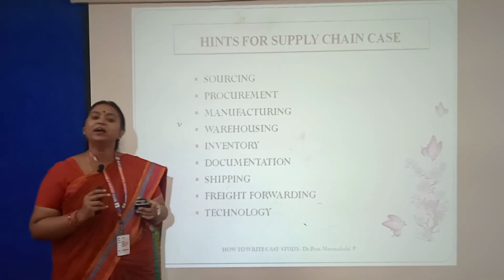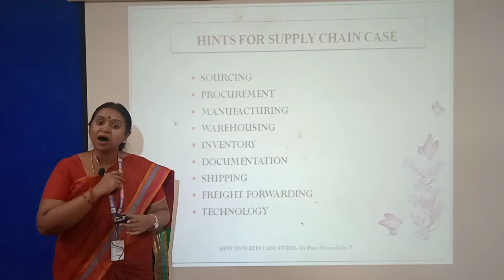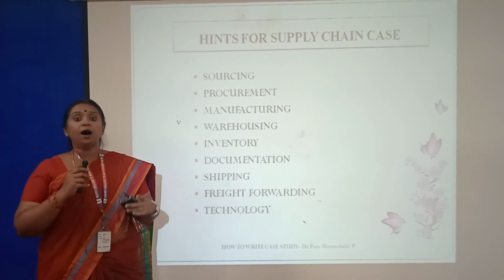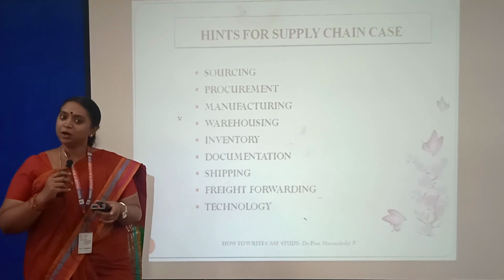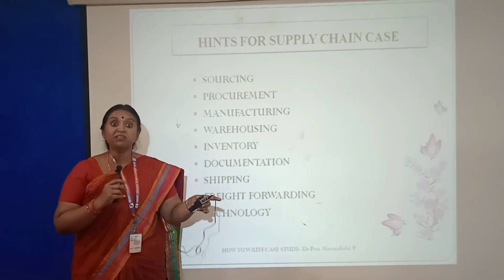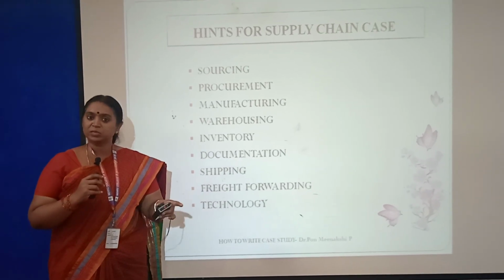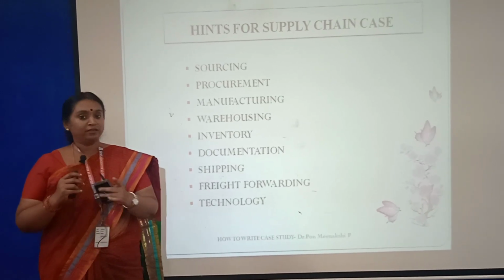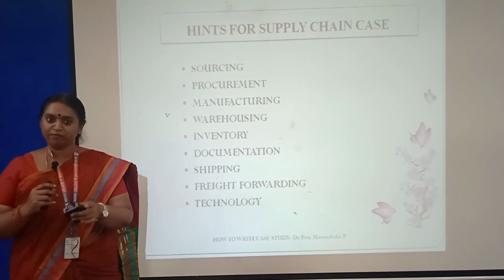And the third one is warehousing and inventory. It is like the heart of the logistic process. Warehousing is just storing the goods. Inventory is grading the goods. So all must go hand in hand. And the fourth one is shipping and freight forwarding.